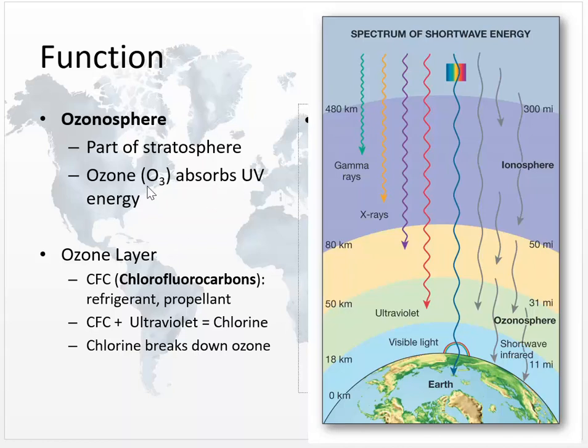It absorbs a lot of this radiation, but through things like CFCs, these are chlorofluorocarbons. These are chemicals that get emitted through things like refrigerants or propellants, basically float up into the atmosphere, and they quote-unquote attack the ozone and they break it down. So the mixture of these chlorofluorocarbons plus the ultraviolet radiation coming from the sun break down to create chlorine, and that chlorine breaks down and kind of erodes that ozone.